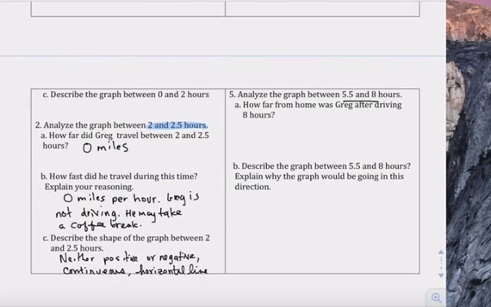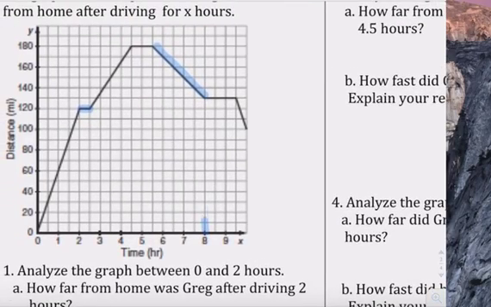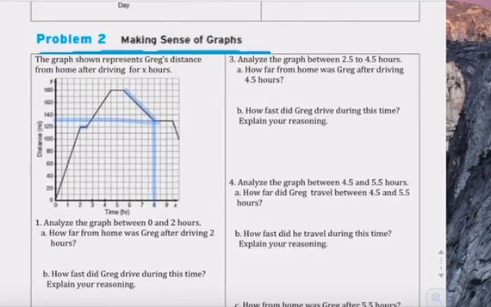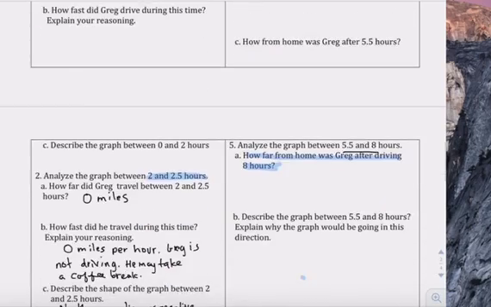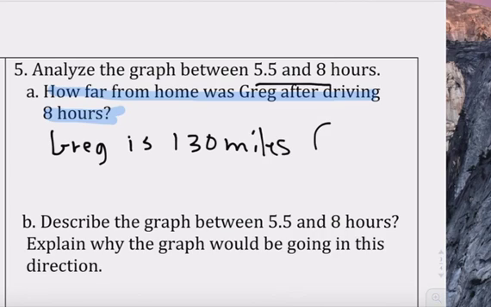Okay, how far from home? Oh, this is from home. How far from home was Greg after driving 8 hours? Actually, he's getting closer to home. He's 130 miles away from home. So he's probably going home. Greg is 130 miles from home.